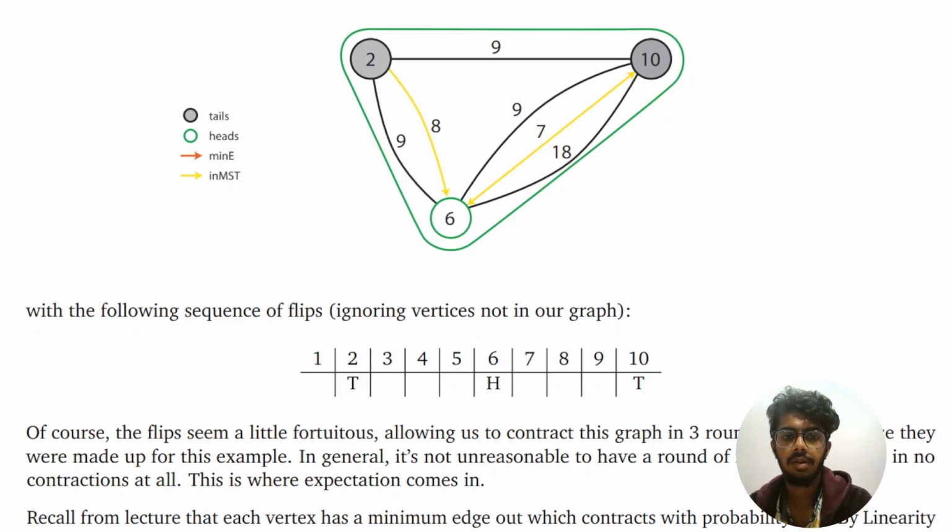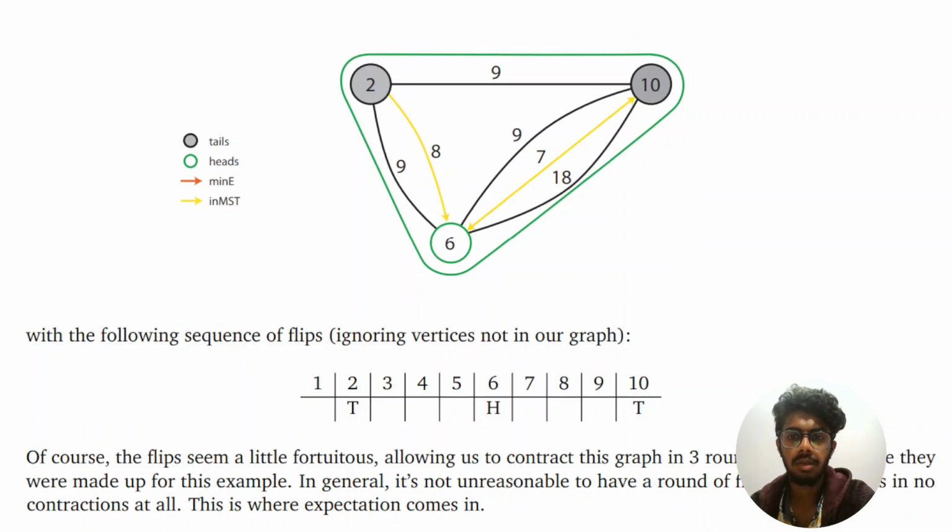Of course, the flips seem a little convenient, allowing us to contract this graph in three rounds. That is because they were made up for this example. In general, it's not unreasonable to have a round which results in no contractions at all. This is where expectation comes in.